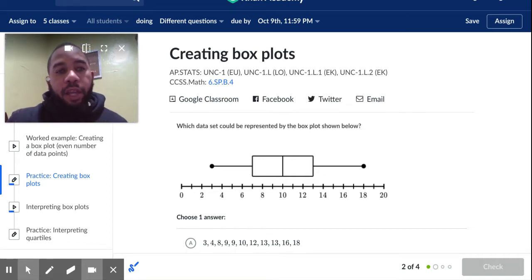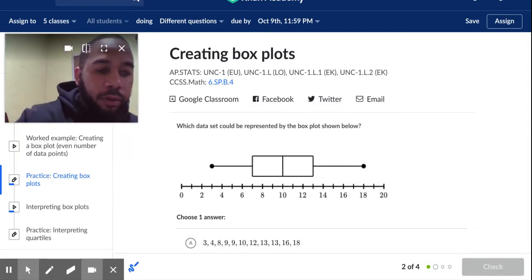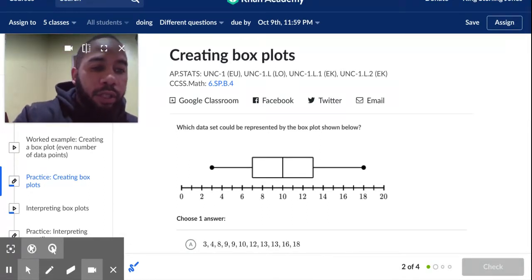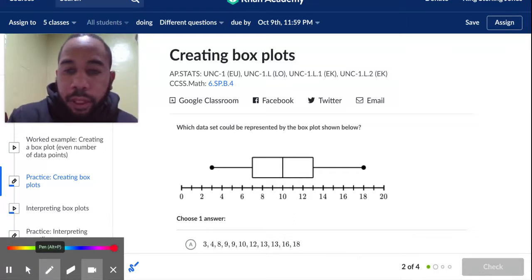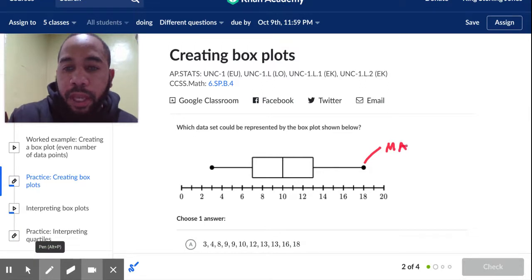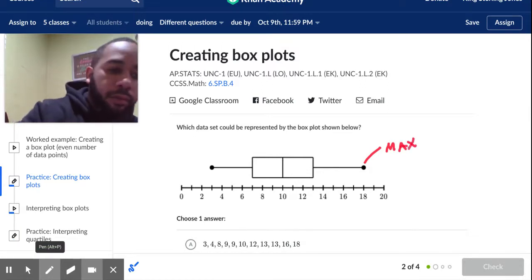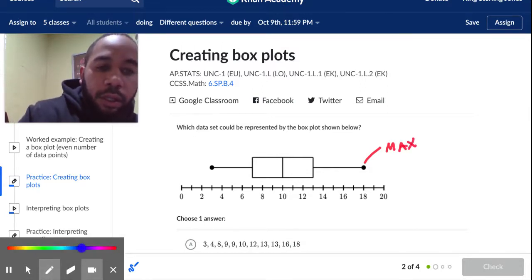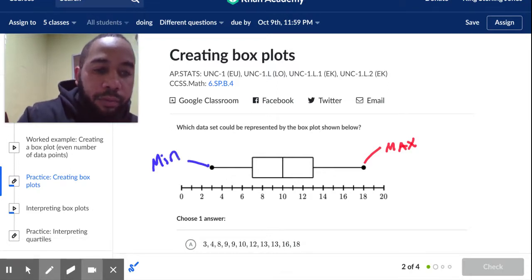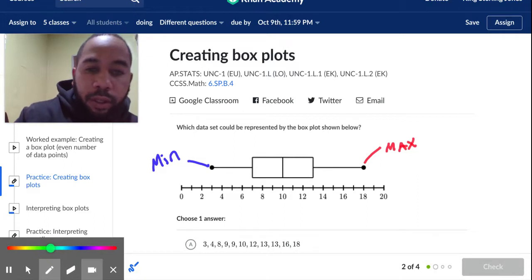Okay, we got creating box plots. Now, these box and whisker plots are where we're going with this one variable numerical data. Okay, and what we need to remember is that this point right here represents a maximum. And this point right here represents a minimum. And I'll do it in green.